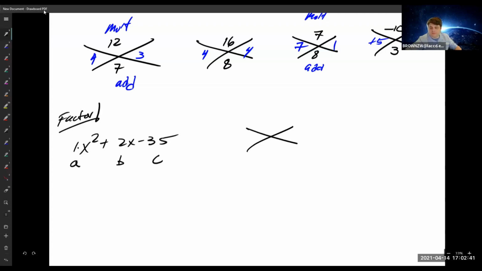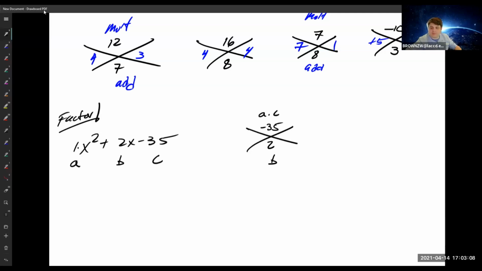And the way it's going to work is the top of your diamond is always going to be A times C. So this is 1 times negative 35. Well, that's negative 35. And your B term is always going to be on the bottom. So in this case, that's going to be 2. So now we have my diamond set up.